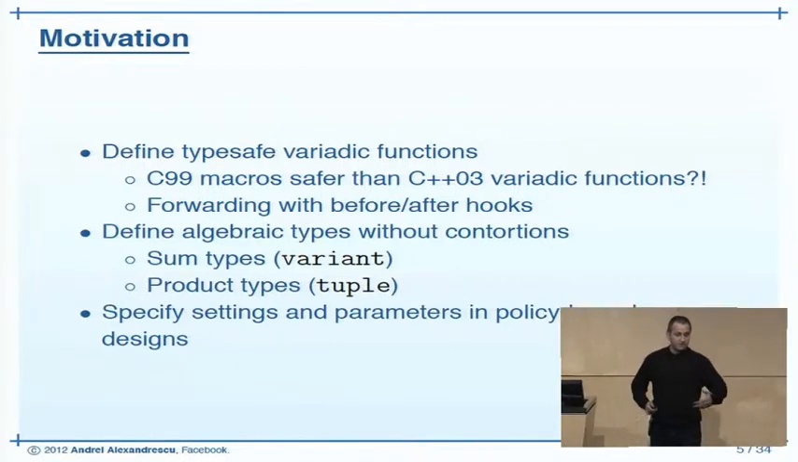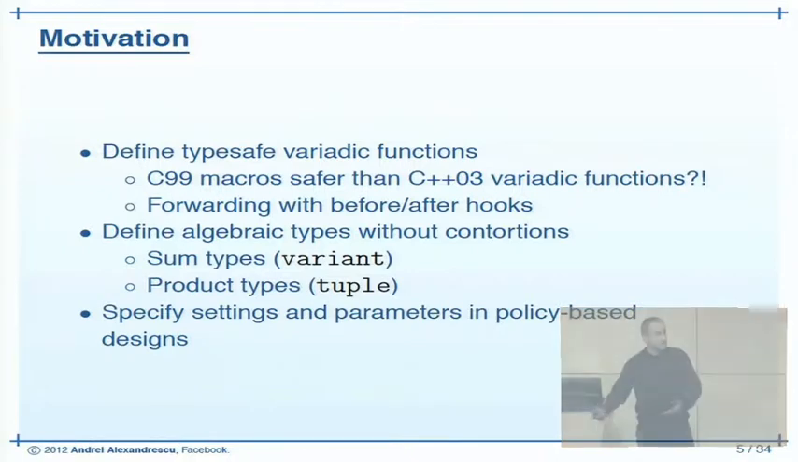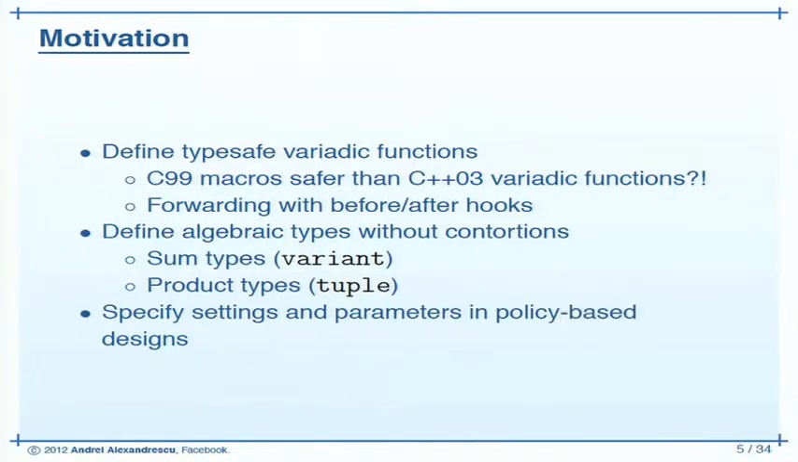All right. So you want to do function forwarding. Say I want to log a function call, and that function should take any number of parameters, just adapt itself. And we want to do logging before and after, for example. That's a nice motivating example. We want to define the so-called algebraic types without contortions. I think they are quite popular right now: variant and tuple. Variant would be a sum type because it can hold one value of a given type at any time, but only one.